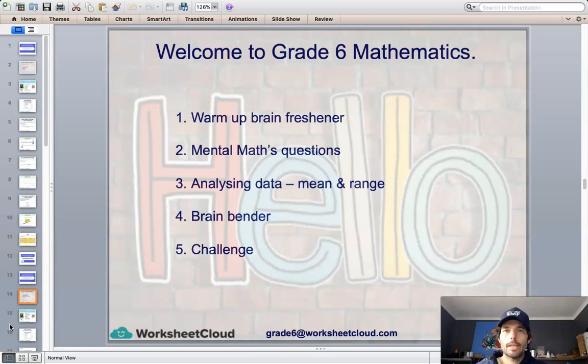Today we are looking at analyzing data. So our main theme is going to be looking at two types of averages. That's the mean and the range. But before we get into that, we'll have our warm-ups, our mental maths questions covering previously taught topics, and then to finish off we've got our brain benders and challenges.